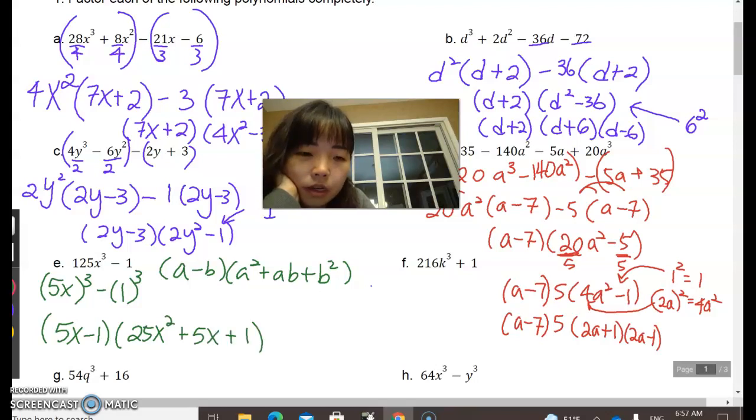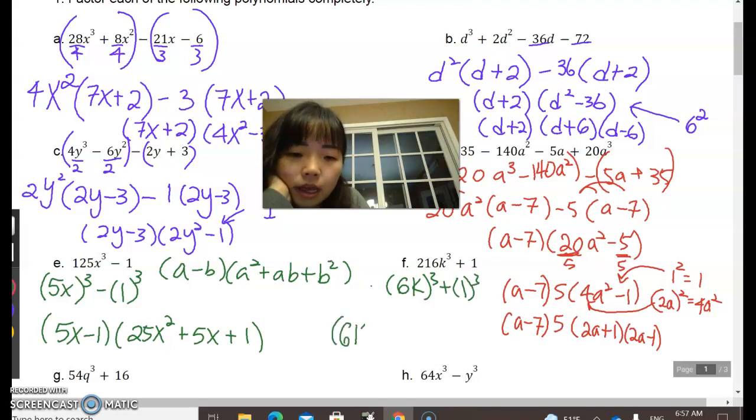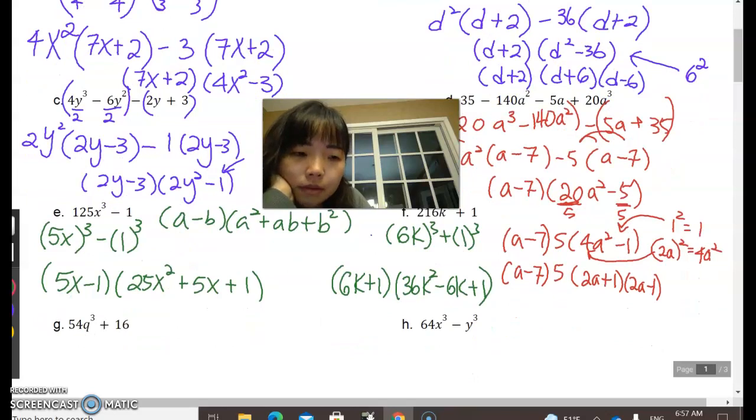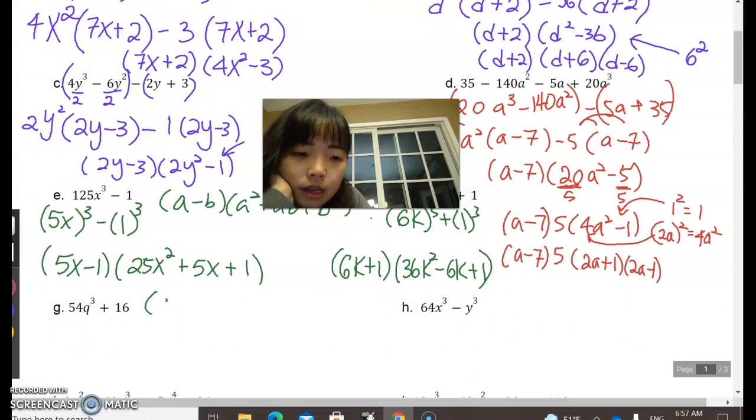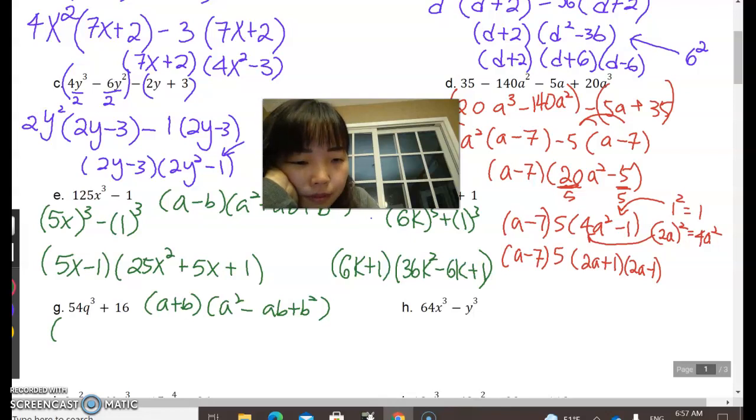Okay, one more time. 216 is 6k cubed plus 1 cubed. So the formula for a sum is a plus b, a squared minus ab plus b squared. Did you get that? One more time. The formula for that is a plus b and a squared minus ab plus b squared. So that makes 54. What? 54 is not something squared, right? There must be a reason.